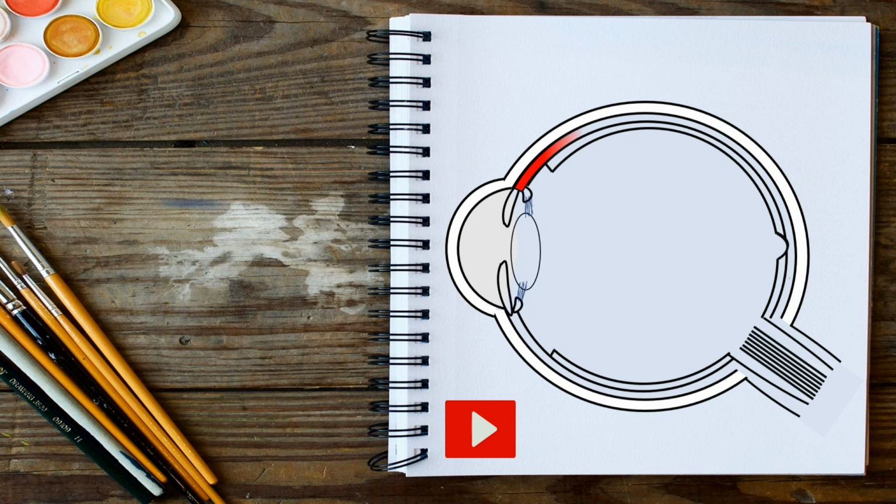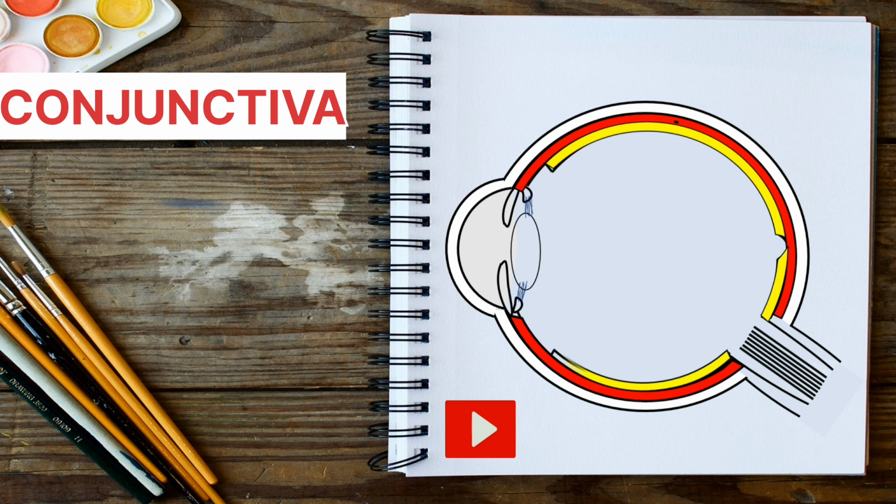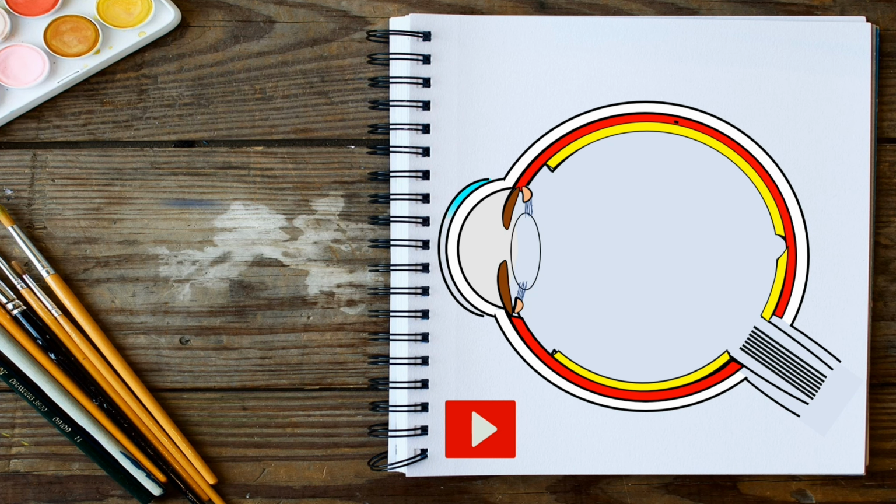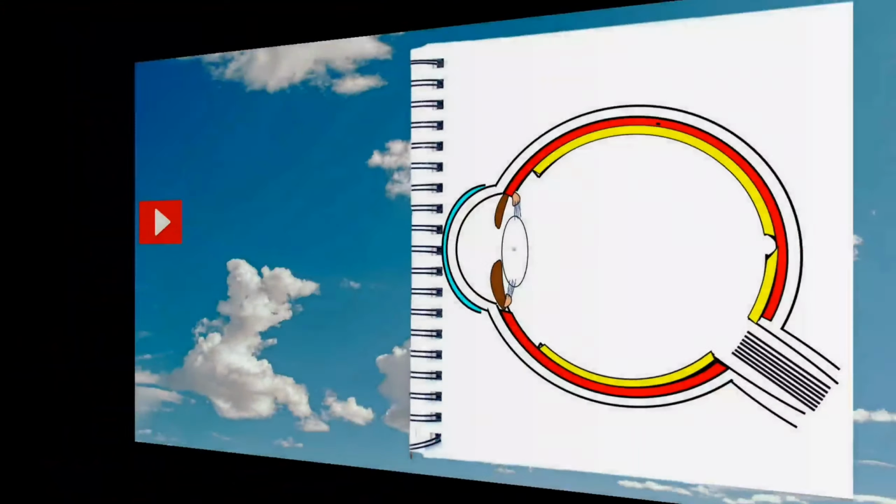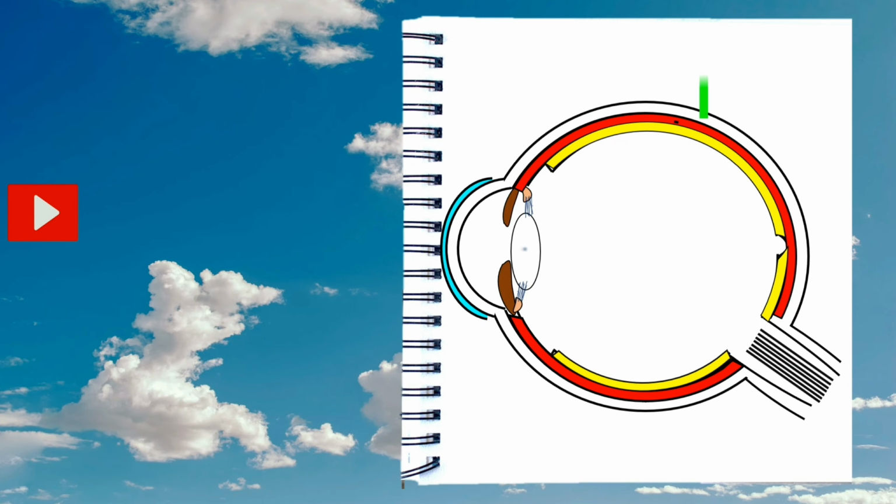After filling the choroid layer and retina with red and yellow color, don't forget to make the conjunctiva at the front part of the eye. Now the second important step of the diagram is left, which is labeling the different parts of the eye.